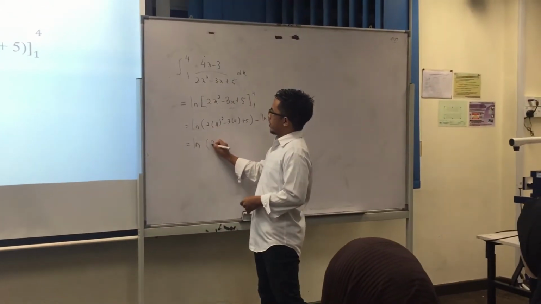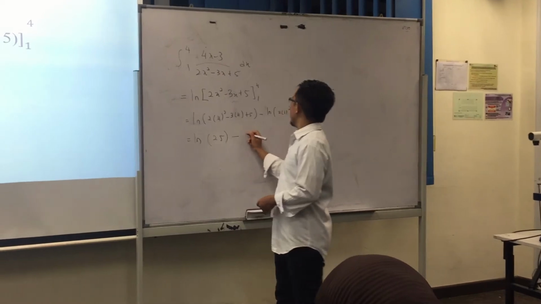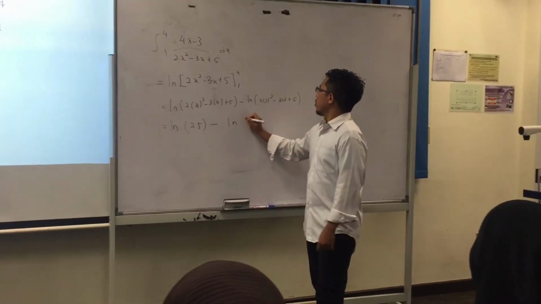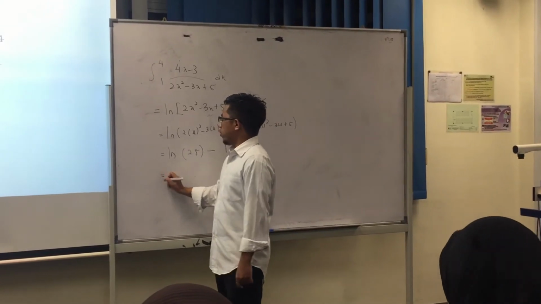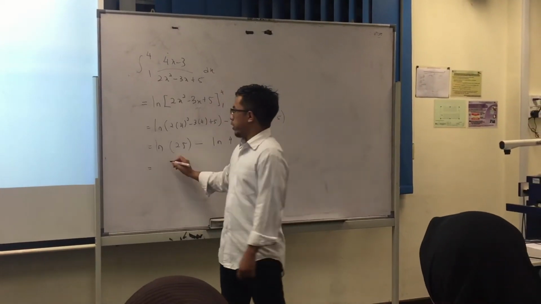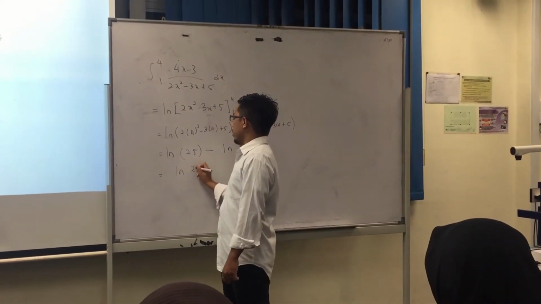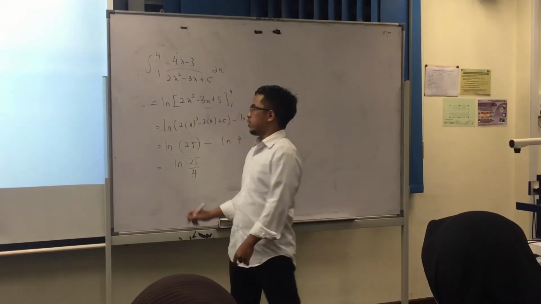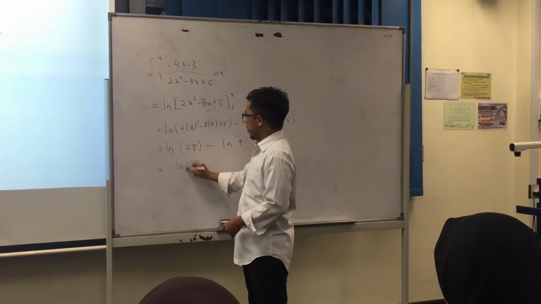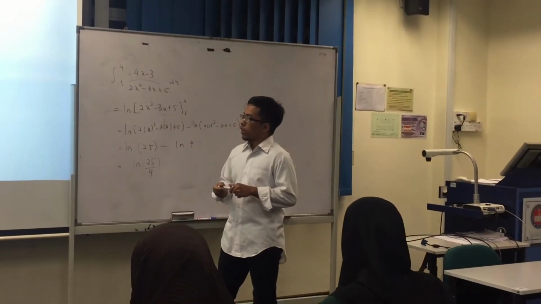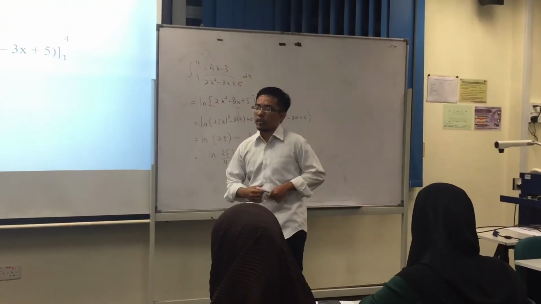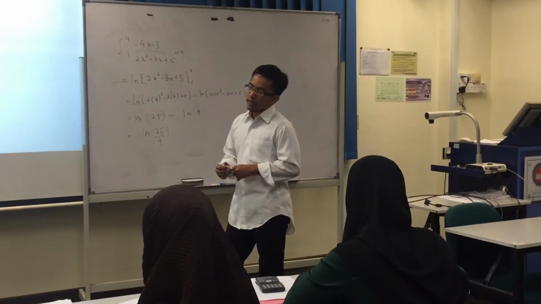25 minus 4. So using the rule of ln, we will get ln 25 over 4. Oh, okay. Do you understand? Yes. That is all I want to teach you about the natural logarithmic integration.